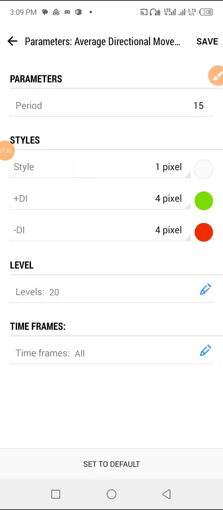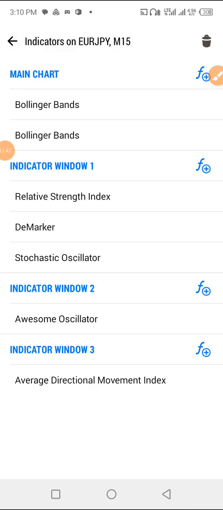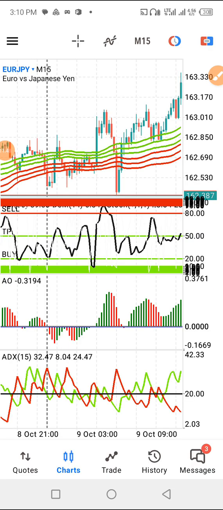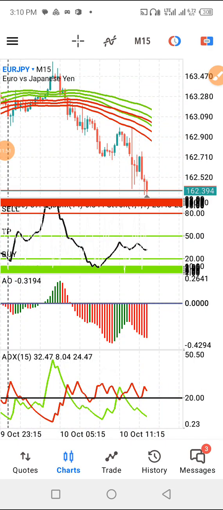Then lastly we have the ADX. Now the ADX has a period of 15. The positive DI indicates buy when it crosses above level 20, and the negative DI indicates sell when it crosses above level 20 exactly. So it has a level, you add the level 20, then you click on save. When you are done, your settings will look exactly like what I have right here on my chart, guys. So practice it before going live with it.